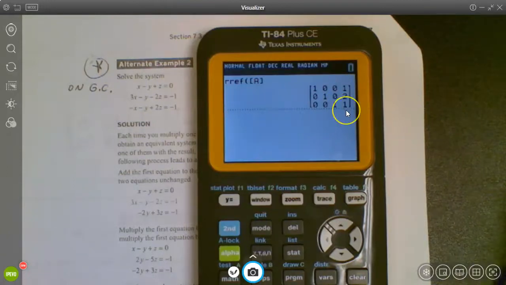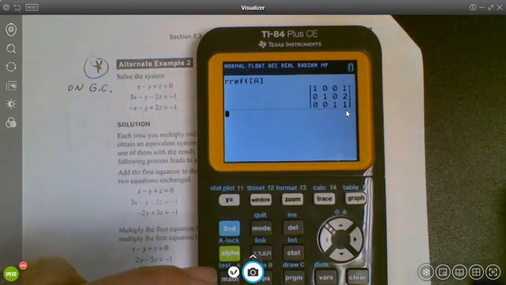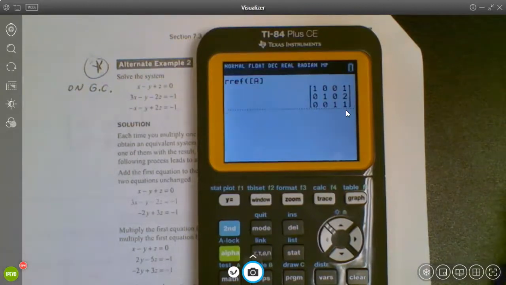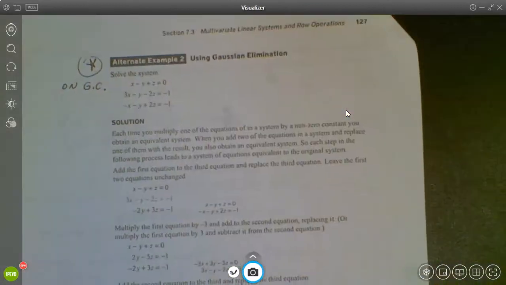X is 1, y is 2, and z is 1. And that's it. That's all we've got to do on this. So very simple. I wanted to show you one kind of special case.